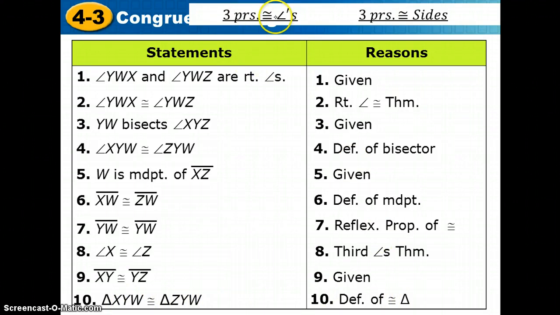We've shown 3 pairs of congruent angles, 3 pairs of congruent sides. Your proofs are going to be a little bit longer here because you have to show in your proof 3 statements of congruent angles and 3 statements of congruent sides. We will begin the assignment in class.